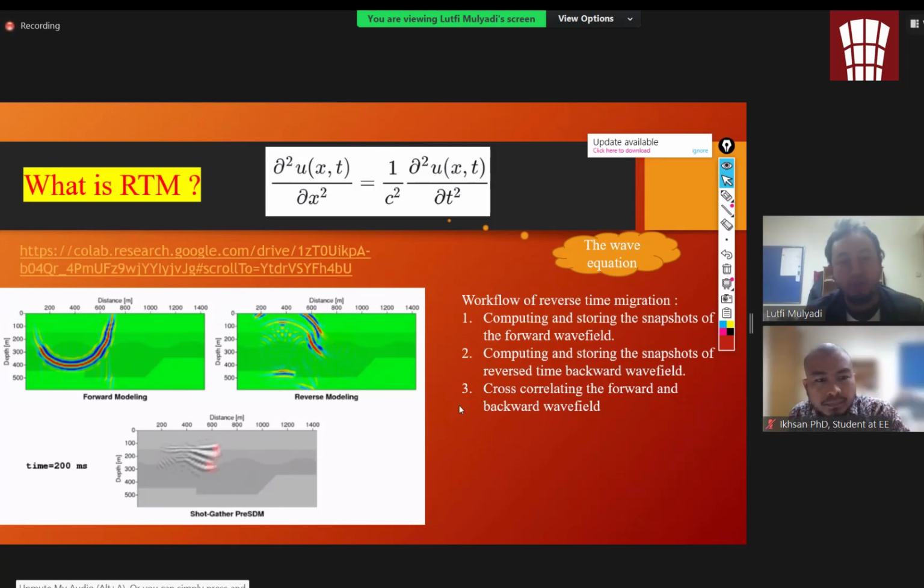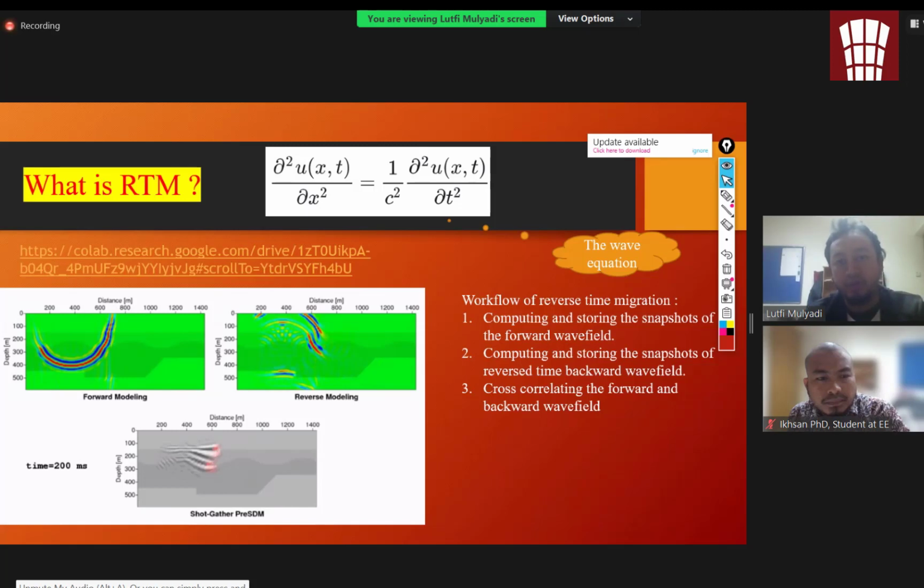Usually the workflow in reverse time migration is computing and storing the snapshots of the forward wave field. Forward means going down from the surface. The second step is computing and storing the snapshots of the reverse time backward wave field, meaning going in reverse time from down to up. After that, we cross correlate the forward and backward wave fields.